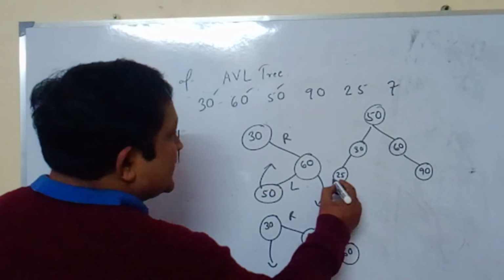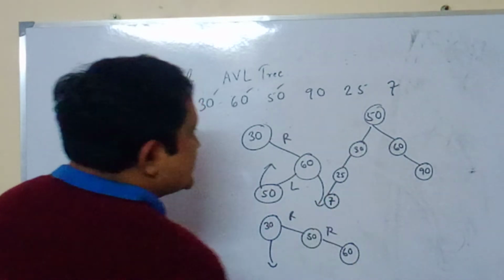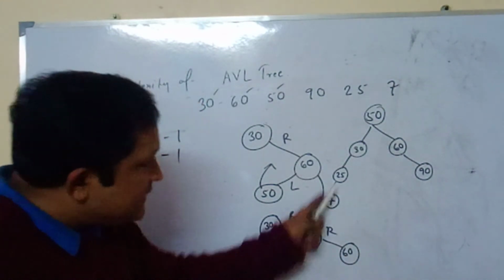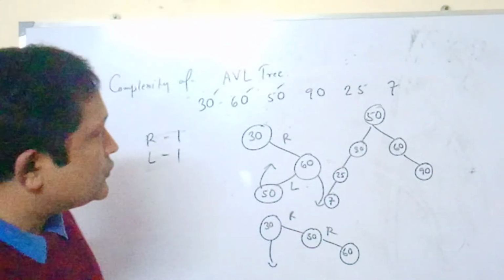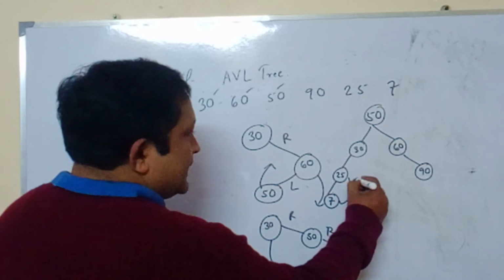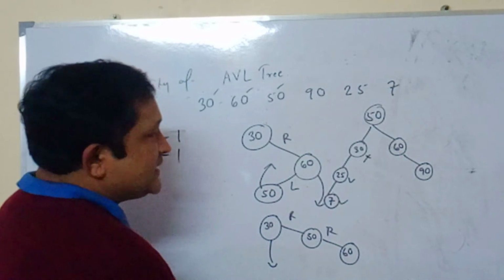Now let's insert 7 here. 7 is less than 25, so let's insert the 7 here. As we inserted 7 here, what will be the balance? This is balanced. This is 1 minus 0, balanced. This is 2 minus 0. That is not balanced.